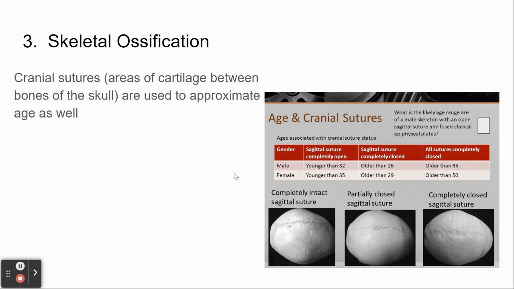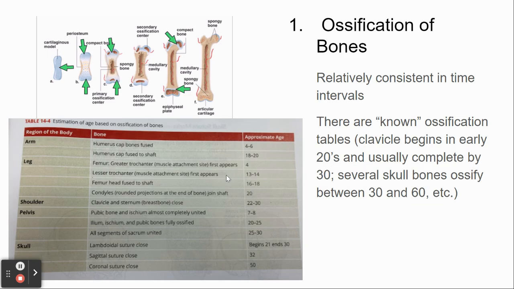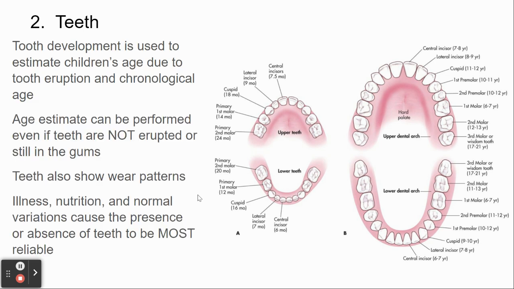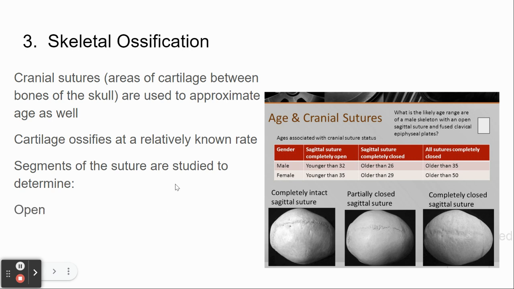And I think let's go back one slide here real quick. And I know I shouldn't do this. Clavicle and sternum between the ages of 22 and 30. So if we were to take that, I think that will work with what we're looking at. I don't know that it came from the same source, but if we were to look at that, we know they have to be younger than 32 because it's still completely open. But we have a fused clavicular plate, so that's going to be 22 to 30.